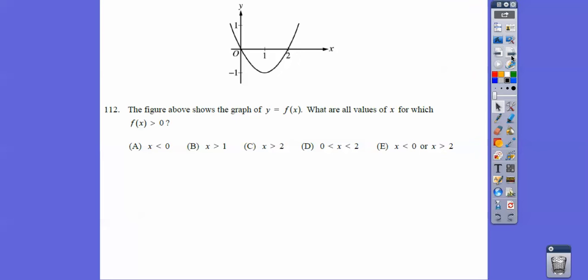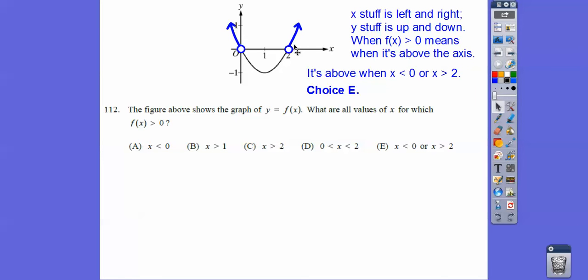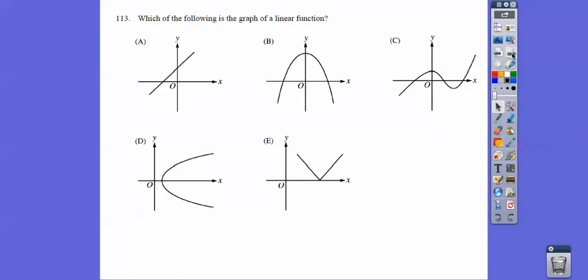All right, in the figure, what are the values of x for when f of x is greater than 0? Okay, f of x greater than 0 is above the x-axis. So it wants to know for what values of x. Well, x is left and right stuff. So it's above the x-axis here. So it's above the x-axis when x goes that way. So x is less than 0. It's above the x-axis when x goes that way. So it's greater than 2. So choice E.